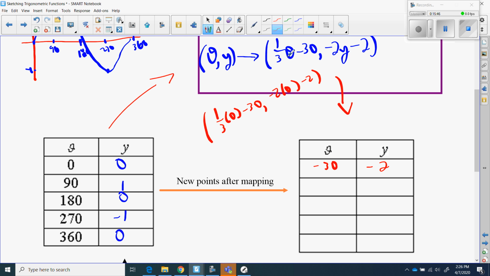So 90. 1/3 of 90. 90 is going in here for theta. So 1/3 of 90 is 30 minus 30. That's going to be 0. This time we're going to put 1 in for the y. So negative 2 multiplied by 1 is negative 2. Subtract 2 is negative 4. Now we'll go to 180. 1/3 of 180 is 60. 60 minus 30 is 30. We've got 0. We already did 0, so we know the answer is going to be the same as up here. So it's minus 2.